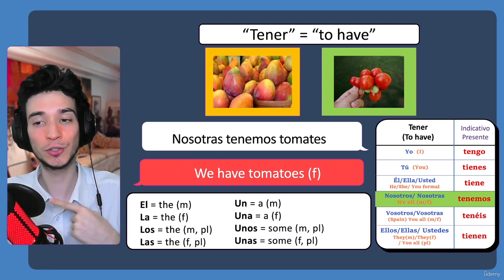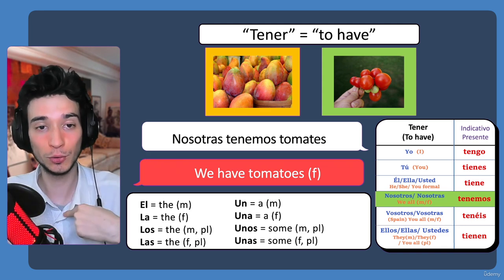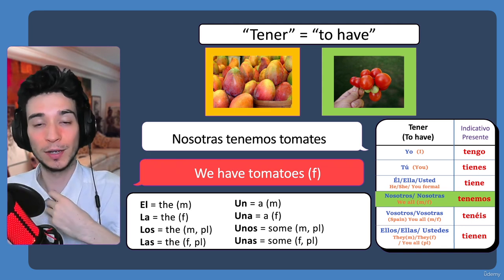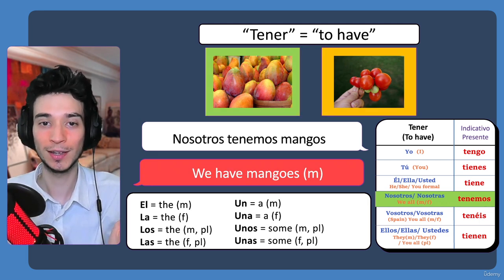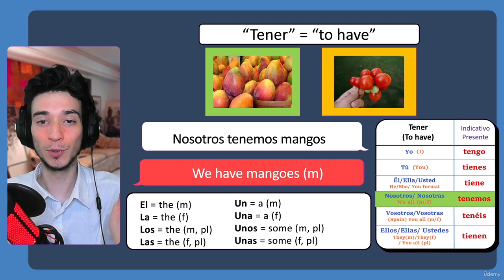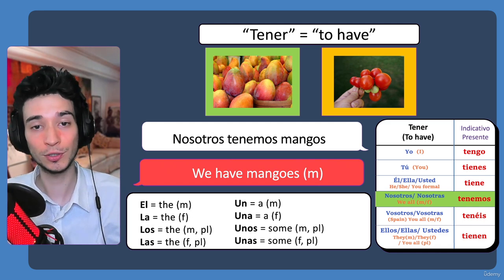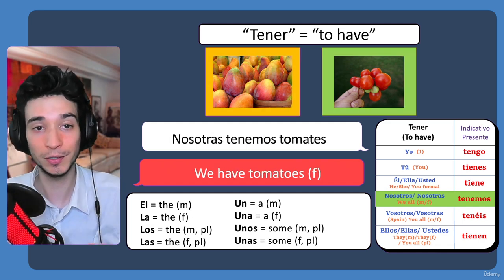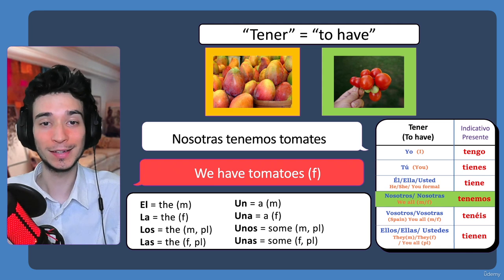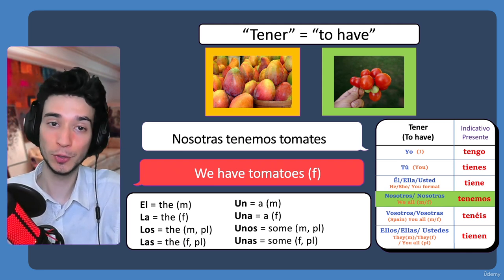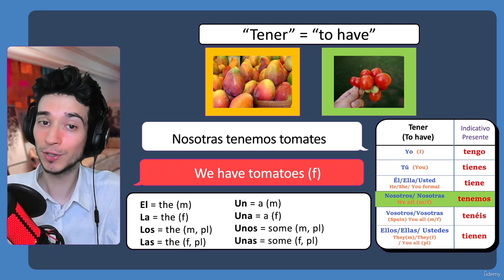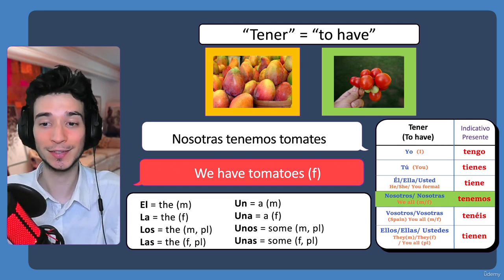Because if you're male and you say nosotras, it implies that you yourself are also female. So if you're male, you'll probably only use nosotros in your whole life. If you're a female, you can use both nosotros or nosotras, depending on the context of who you're hanging out with, who you are together with. Nosotras tenemos tomates. We have tomatoes.